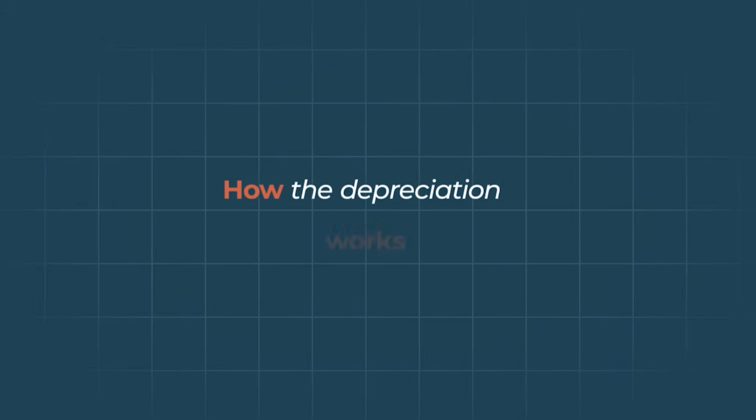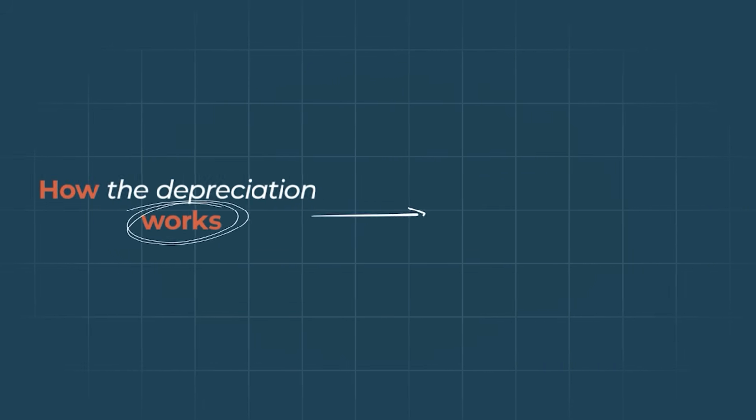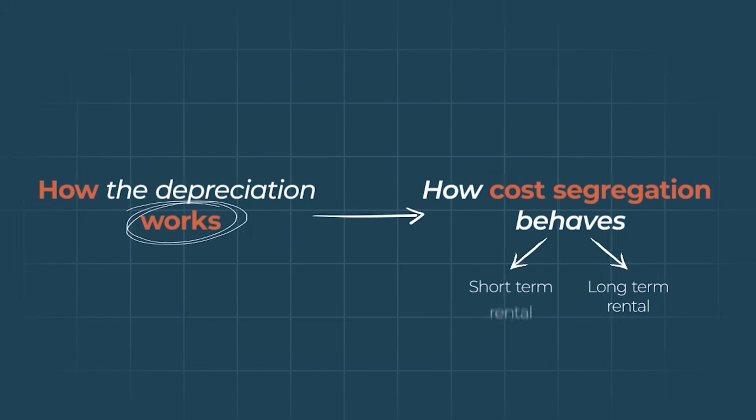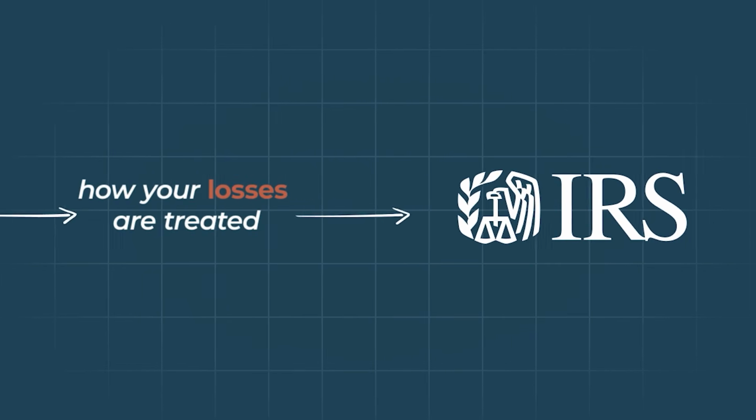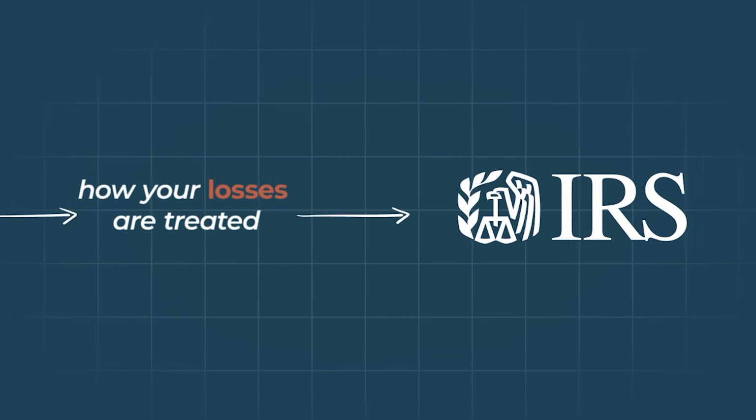We're going to walk through how depreciation works, how cost segregation behaves in either of these scenarios, and then how your losses are treated and how the IRS applies the passive activity rules in each of those years. So this is a deep dive. Are you ready? First, the IRS classes activity one year at a time.